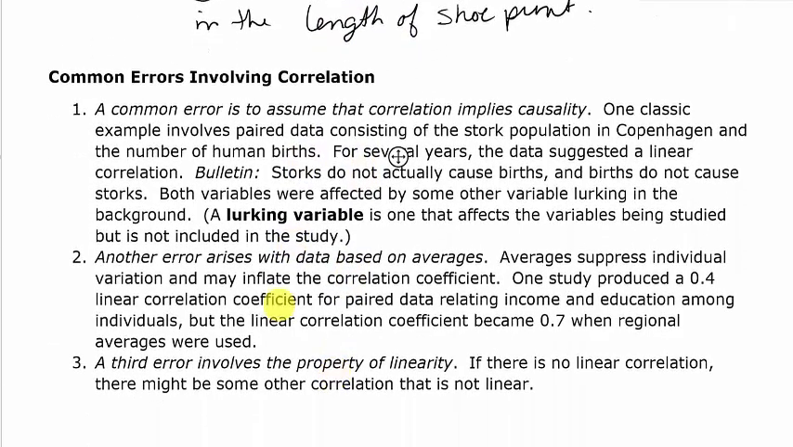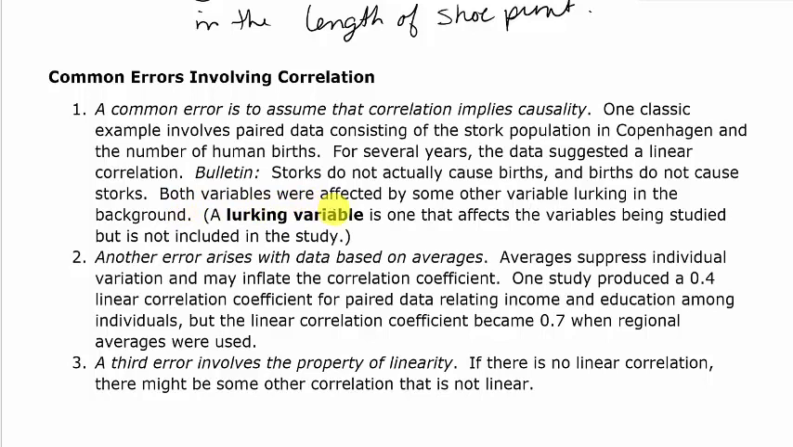So lastly, just some common errors involving correlation. A common error is to assume that correlation implies causality. A classic example involves paired data consisting of the stork population in Copenhagen and the number of human births. For several years, the data suggested a linear correlation. And so a big shocker here, storks do not actually cause births, and births do not cause storks.